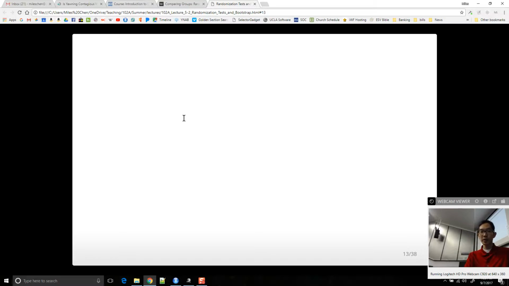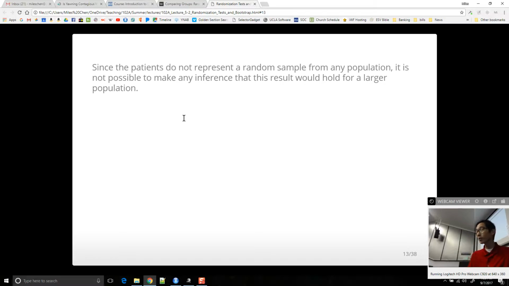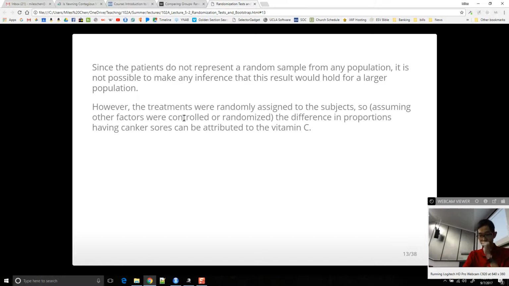Okay, so in this case, again, not a random sample, so we cannot make any conclusions about whether or not this will hold for the larger population. However, the treatments were randomly assigned to the subjects, so assuming other factors were controlled or randomized, the difference in the proportion of having canker sores can be attributed to the vitamin C.